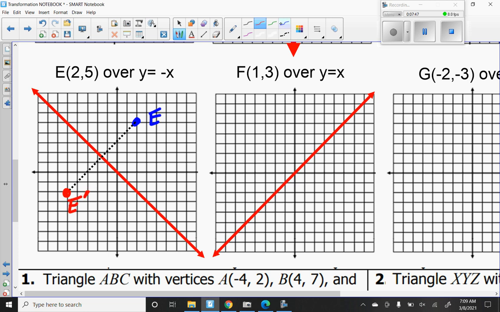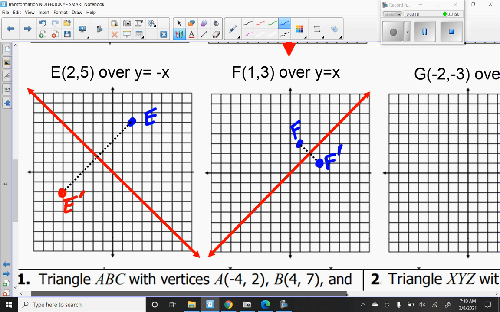Okay, one more time with the y equals x. Over 1, up 3 from the origin. Here's my pre-image. This isn't too far away. This is just one full diagonal block away. So I'm going to go one full diagonal block away across our line of reflection. And there is my image. I hope that's not too bad.